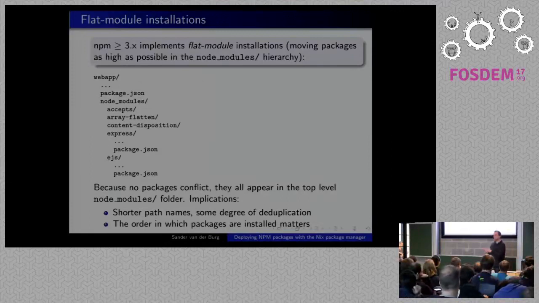Also the NPM developers realized that they made a mistake, because what, for example, happens if you have a project and you run npm install, and at some point you change the packages and you run npm install again, then the resulting node modules tree is different than a fresh npm installation. So the order in which you install packages suddenly matters. So npm install isn't deterministic anymore by introducing flat module installations.